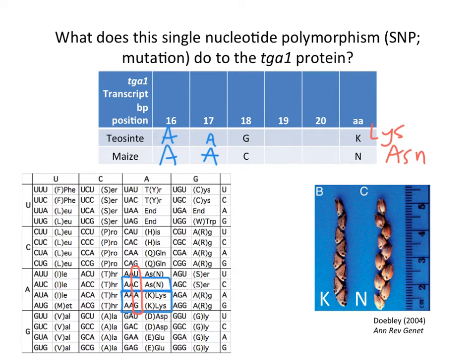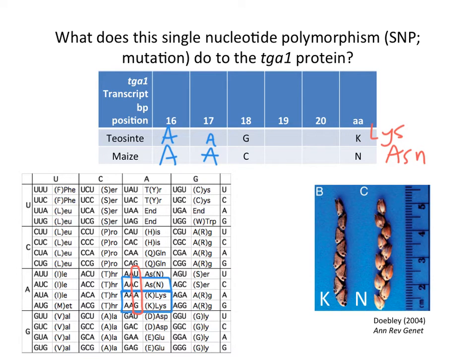change causes teosinte, K here in this panel, lysine. You make an asparagine. That one change makes this big of a difference in how the fruit of this plant looks. Panel B to panel C.